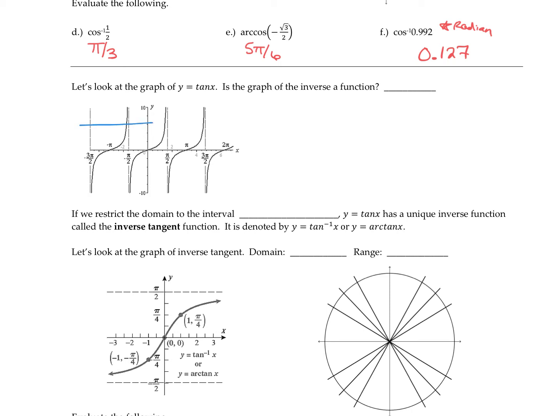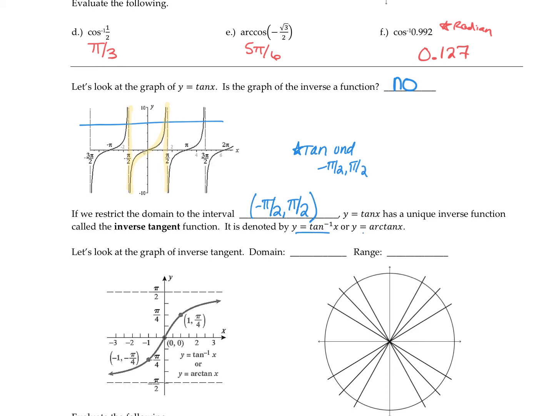Tangent also does not pass the horizontal line test, so it's also not a function. So again, we're going to restrict it. This time, though, we need to restrict it based on the asymptotes. So I'm going to restrict it between negative pi over 2 and pi over 2. But this time, I'm going to use round brackets because tangent is undefined at negative pi over 2 and at pi over 2.